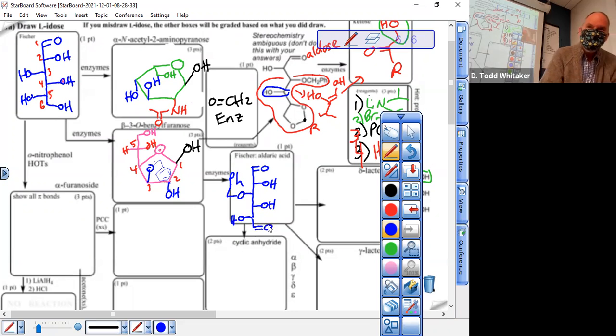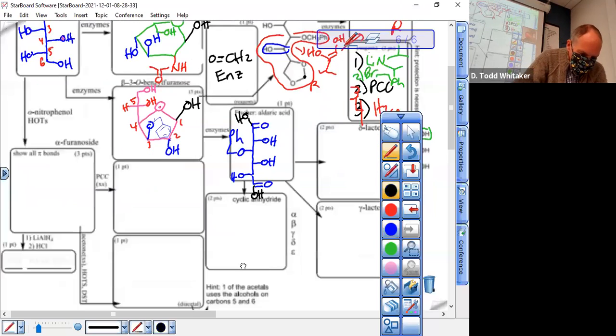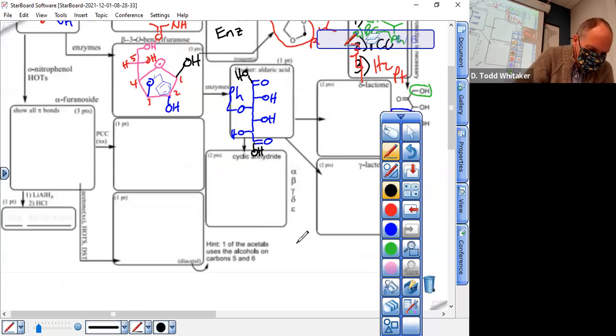We had an aldonic acid where the aldehyde got oxidized. We had a uronic acid where the bottom carbon got oxidized. We have an aldaric acid where both get oxidized. There's your summary. So I need OHs on the top and bottom for an aldaric acid. And then I want a cyclic anhydride. Oh, anhydrides are made from two carboxylic acids. So it's going to be a big old ring.